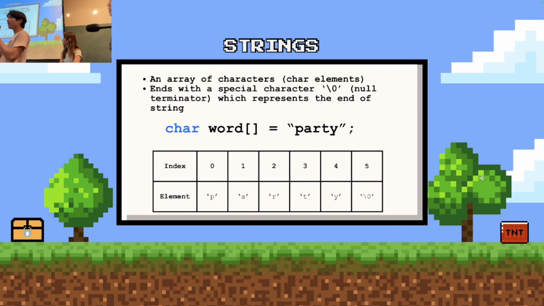So, a string. A string is an array of characters. It's basically just an array, but each element is a character, and it forms a word. So like here, party, and element 0 is P, A, R, T, Y. And the important thing to note is that at the end of a string, in the array, you have the null terminator. Any questions with that?